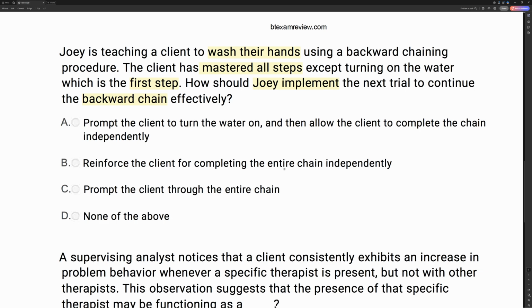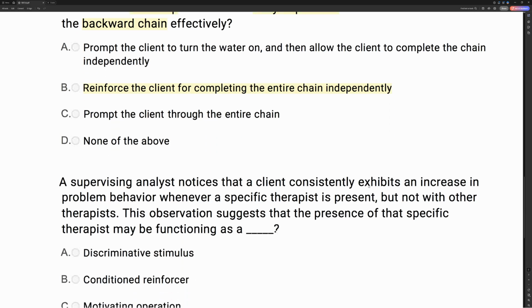C, prompt the client through the entire chain. Well, that'd be the worst thing, right? Because they've already mastered all the steps. Introducing prompts is not going to be helpful. It's not what we're trying to accomplish here. So, how should Joey implement the next trial to continue the backward chain? He's going to want to reinforce the client for completing the entire chain independently.